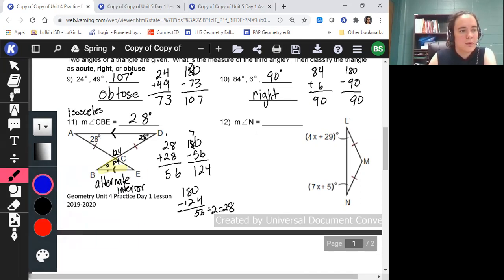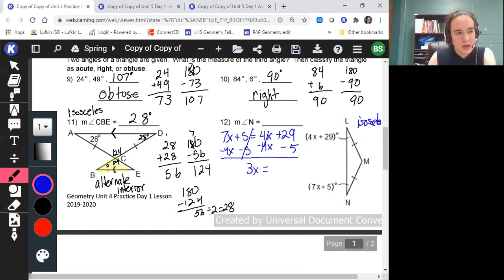Next up, we want to find the measure of angle N. Again, we have an isosceles triangle, and again, we know that our base angles in an isosceles triangle are congruent. So we can set 7x plus 5 equal to 4x plus 29. And then subtract 4x from both sides, and subtract 5 from both sides. Gives us 3x equaling 24.